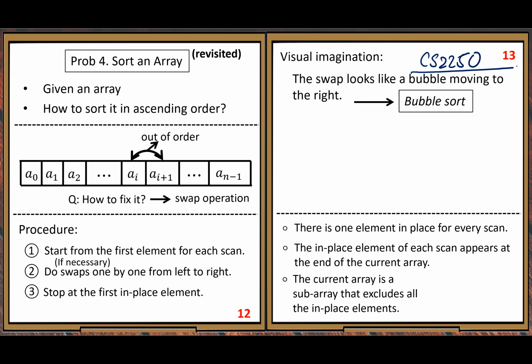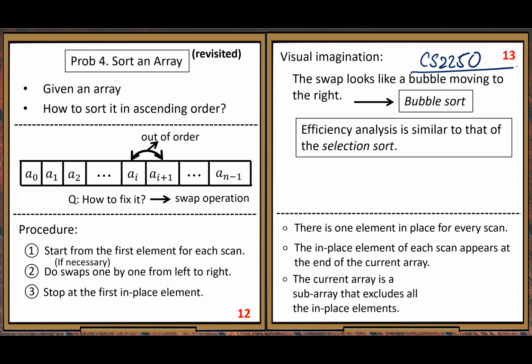Here I use our old example, to try to show you some basic problem-solving steps. All right, so this is the bubble sort. Efficiency analysis. After we know the solution, we need to look at the efficiency analysis. How many comparisons do we need?